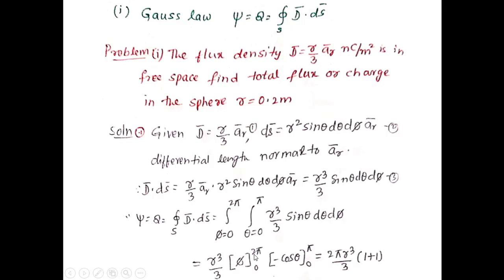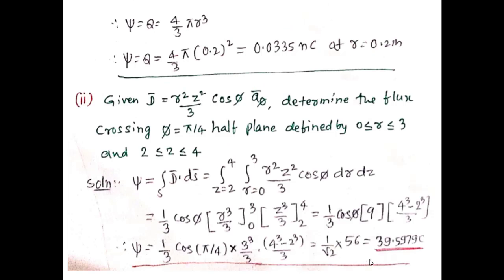If you substitute the limits, you will get 2 pi r cube by 3 into (1 plus 1), which is equal to 4 pi r cube by 3. So psi is equal to Q is equal to 4 by 3 pi r cube, at r equal to 0.2, you will get 0.0335 nanocoulomb at r equal to 0.2 meter.